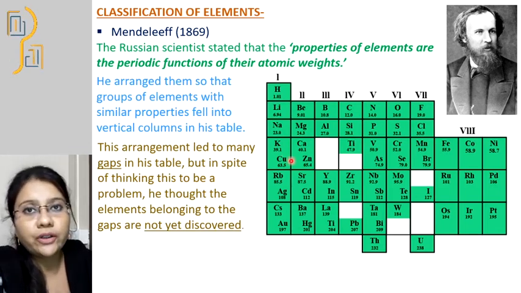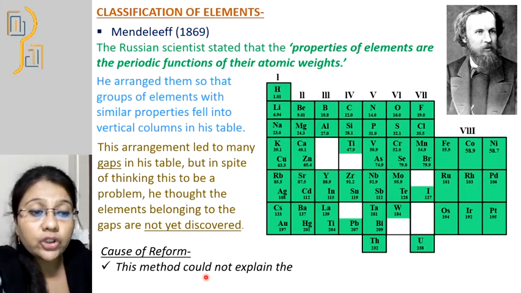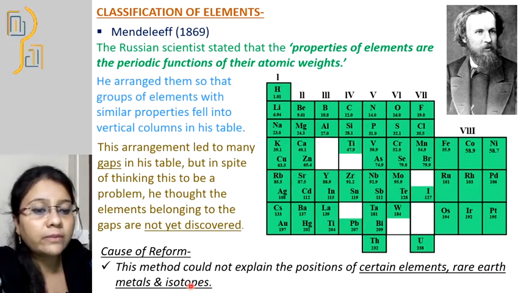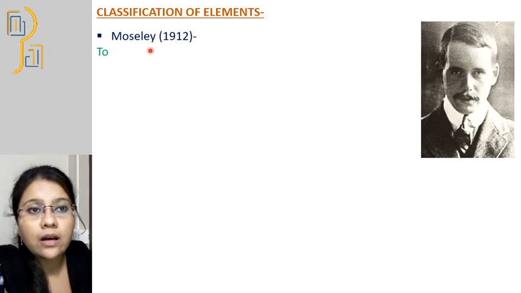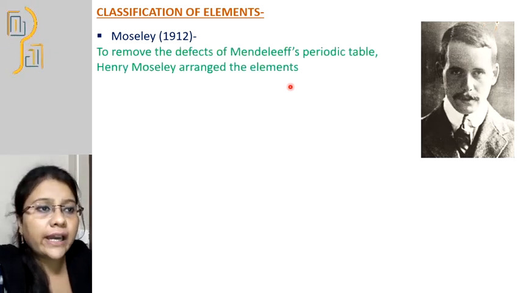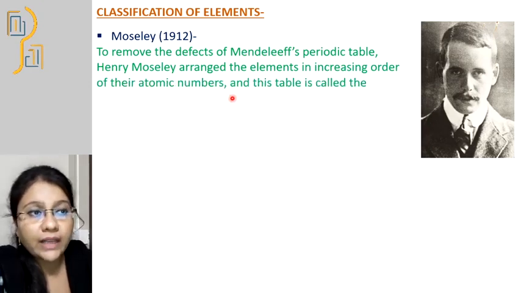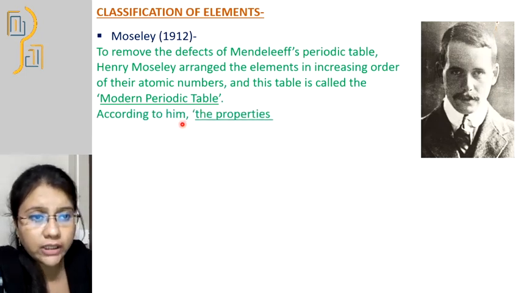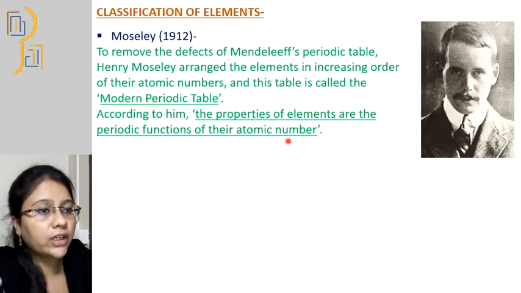But this arrangement required certain reformation, as this method could not explain the positions of certain elements, rare earth metals and isotopes. To remove these defects, Moseley in the year 1912 arranged the elements in increasing order of the atomic numbers, and this table is called the modern periodic table. According to him, the properties of elements are the periodic functions of the atomic number.